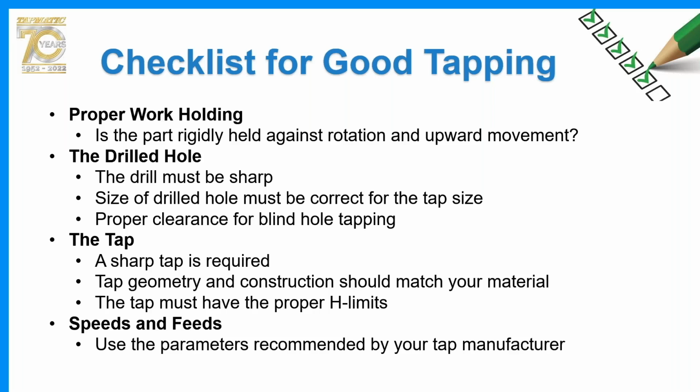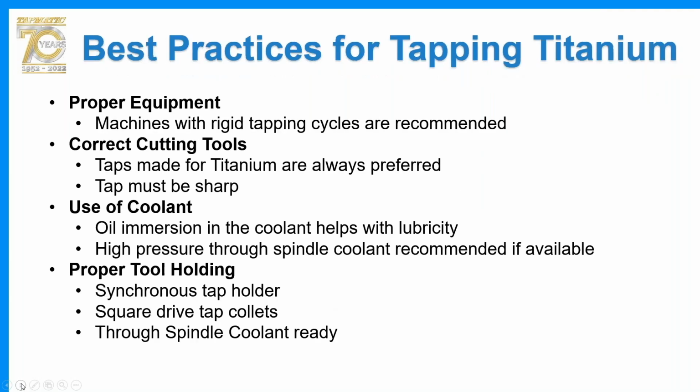A sharp tap is required. The geometry and construction should match your material, and this is especially important for titanium. Select a tap with the proper H limits to ensure the proper class of thread. And for speeds and feeds, we recommend using the parameters from your tap manufacturer for your material and thread size. Now, when tapping titanium specifically, we recommend machines with rigid tapping cycles.